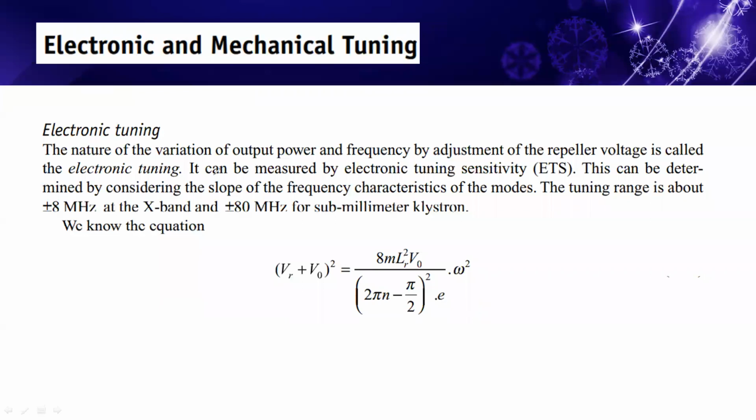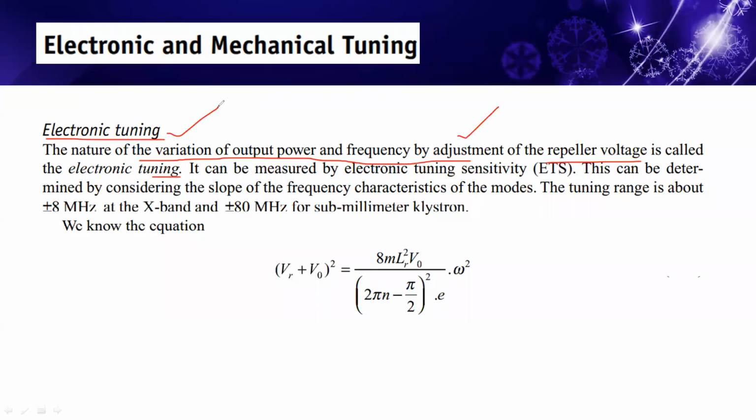So this electronic tuning indicates the variation of the output power and frequency. Just how output power is changed by changing the frequency of the repeller. So that is the nature of the variation of output power and frequency. Both are variable by adjustment of the repeller voltage, which is called electronic tuning. Very, very important for the short answer.